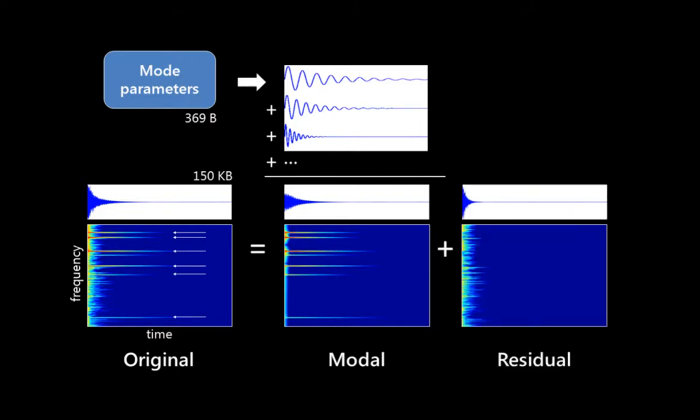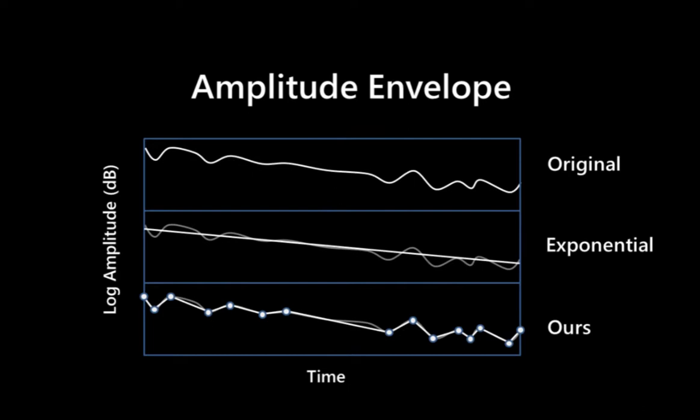Subtracting this from the original clip produces a residual that consists mostly of noise. The residual is often quite short and can be clipped, resulting in significant compression. Modes decay over time. Interactive modal synthesis techniques assume exponential decay, which is linear on this logarithmic graph. We use the actual amplitude envelope for higher accuracy.